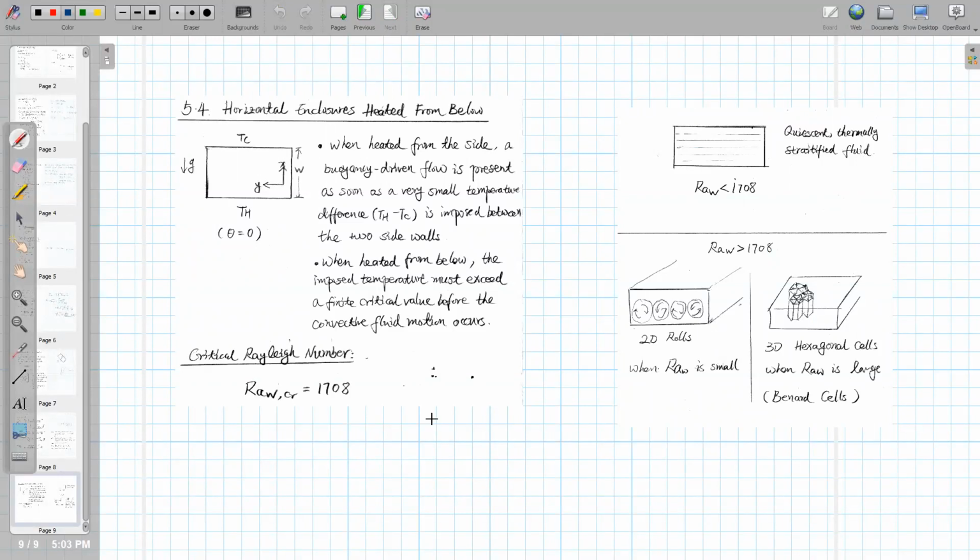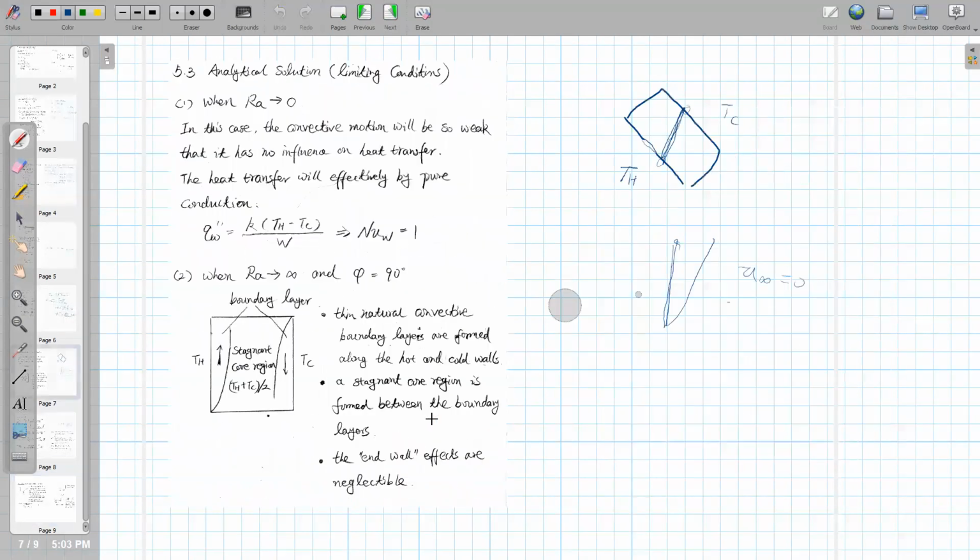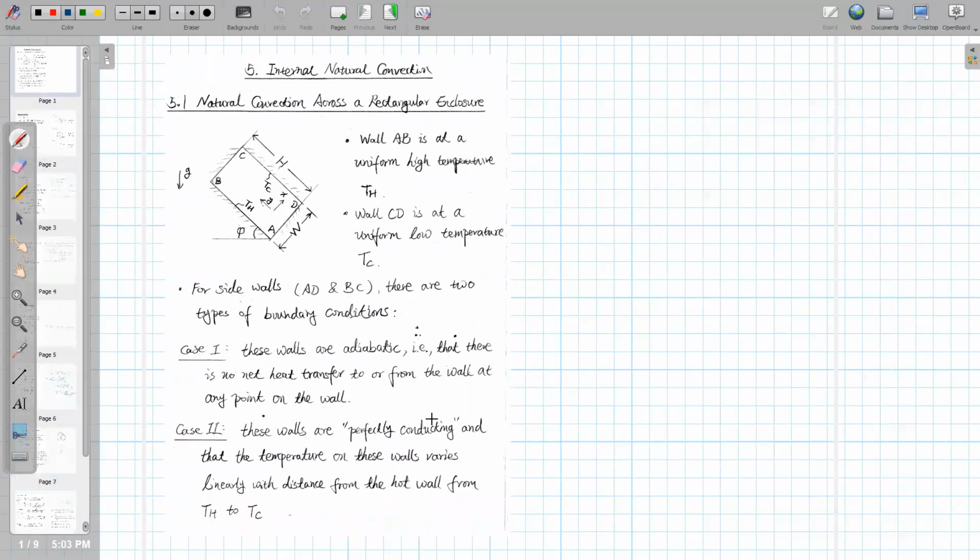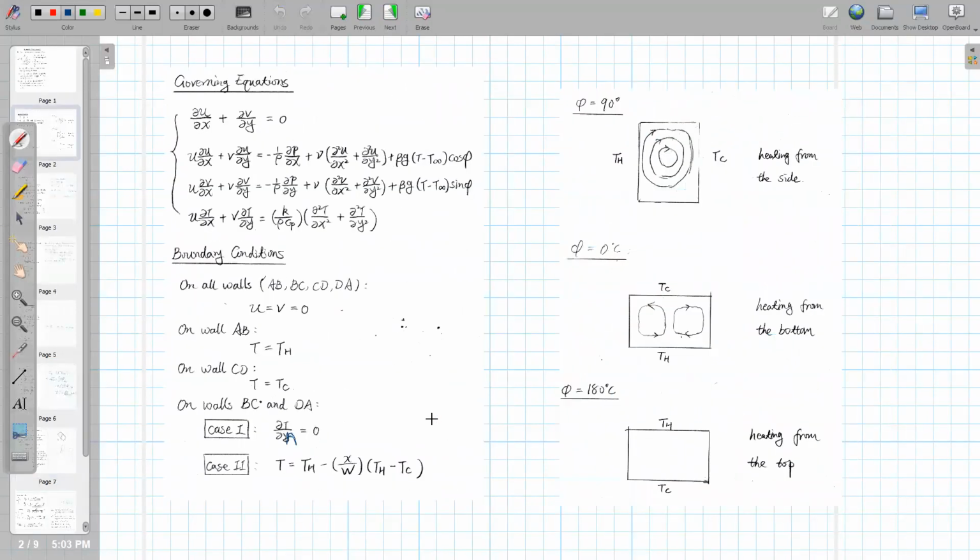So this is the exact solution, and there's one problem we need to consider a little bit more, which is the case when the inclination angle phi equals 0. Okay. So basically, this case.